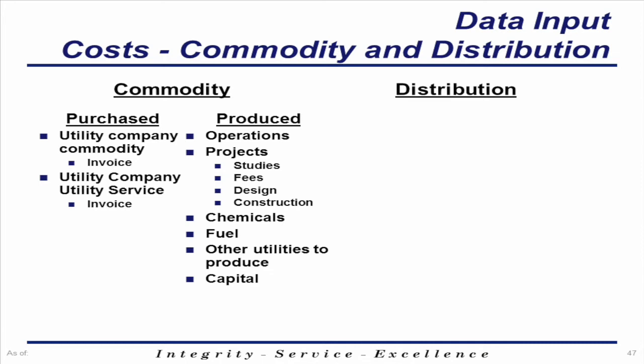When the commodity is produced on base, there are some cost components that are related to the production of that commodity. For example, if a plant's being operated, there'll be labor associated with it. There'll be projects to keep the plant up and running. There's always chemicals, fuel, perhaps other utilities, and we'll talk about those later, and capital. All those costs are required to produce a commodity on base.